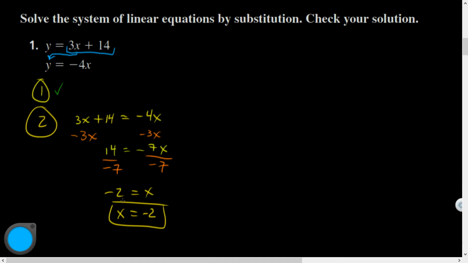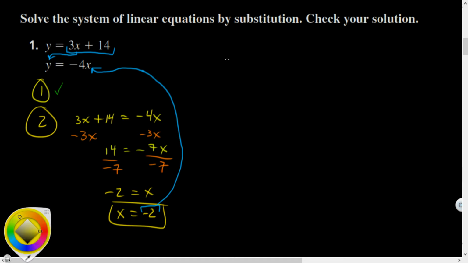We are part done. I only found X. I need to find Y. So watch this. I can take this and plug it in for X. Which equation do you want? Yeah, I agree. Let's plug it into this equation's X. But you'd still get exactly the same thing if you plugged it into the other.